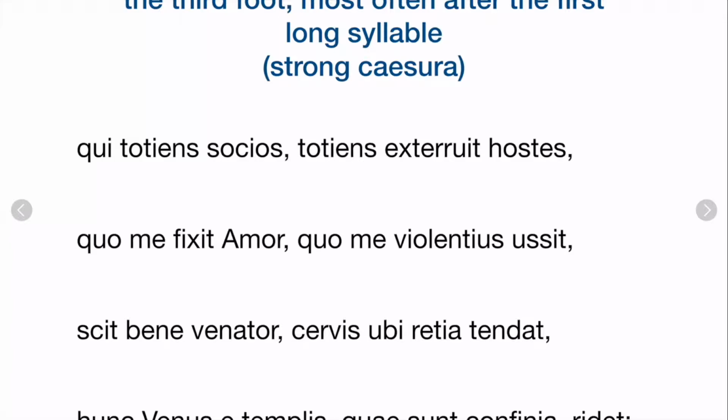Okay, so I just said the main caesura usually comes in the 3rd foot after the 5th metrical sedes. Most often, if you have one of those caesurae after 5, it happens right after that first long syllable, and we'll call that a strong caesura. So if that 3rd foot is a dactyl or a spondee, a strong caesura would come there. So let's scan one and see.